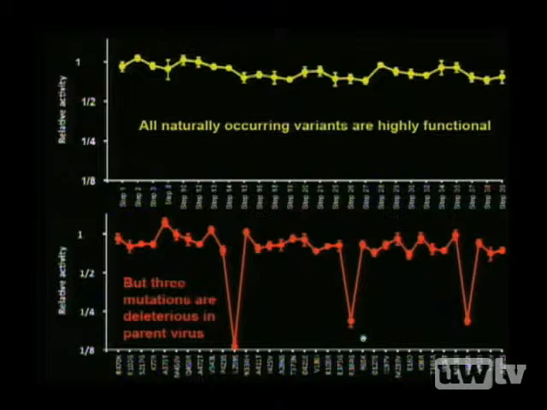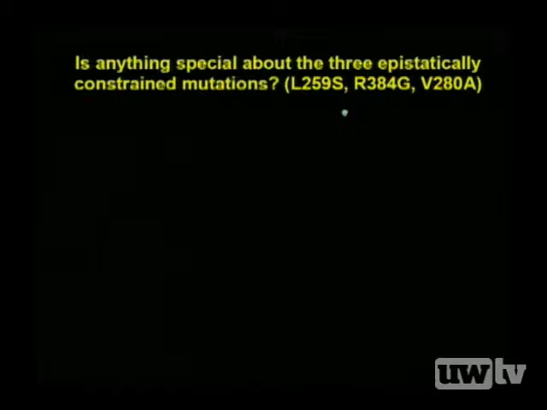But the first question I want to ask is, is there anything unusual about these three mutations that makes them different from the rest of the mutations? Again, we have these three mutations that I'm going to call epistatically constrained because they were hard for the virus to get. Something else had to change in order for them to be incorporated. Is there anything special about them?